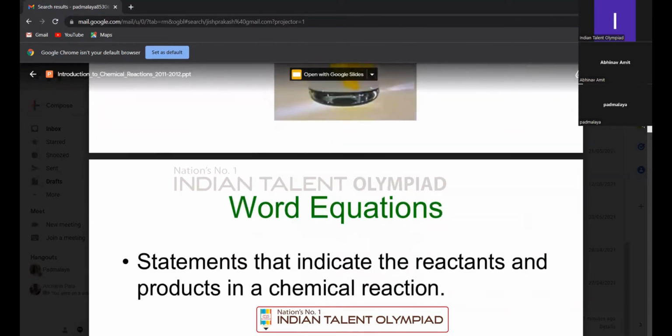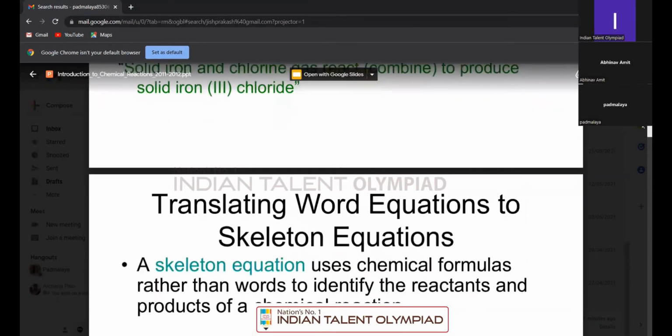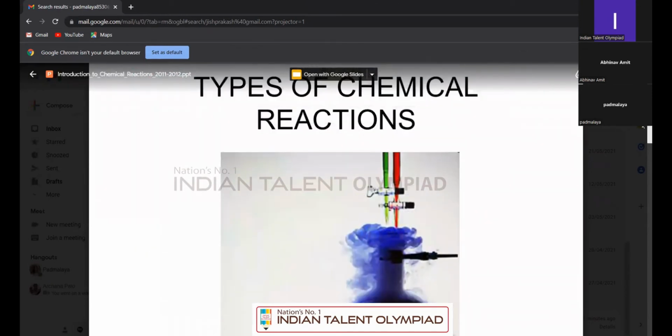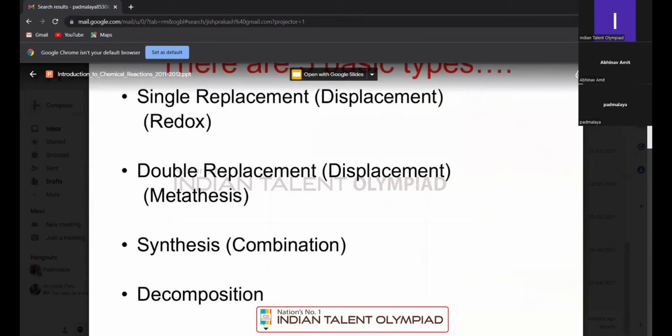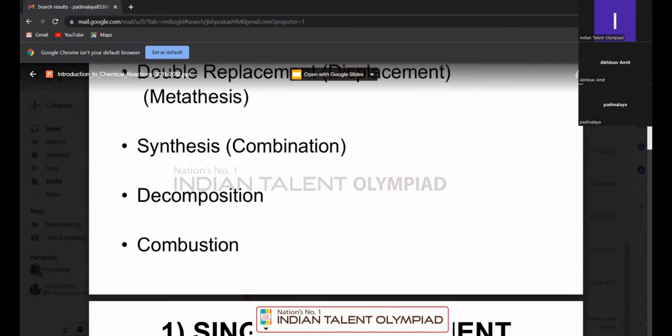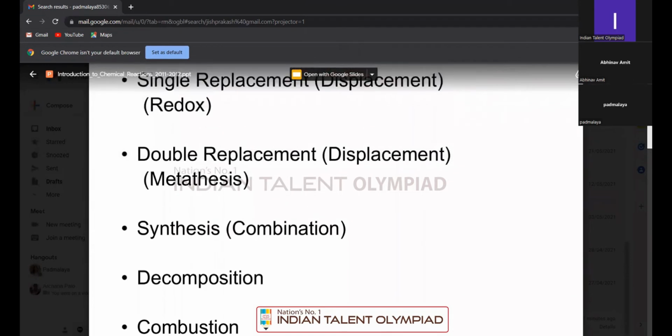Next, these are the evidences for the reactions. Now the other part: types of chemical reactions. We have basically 5 different types. The first is the displacement reaction. This displacement reaction is generally divided into 2 types: one is the single displacement reaction and another is the double displacement reaction.